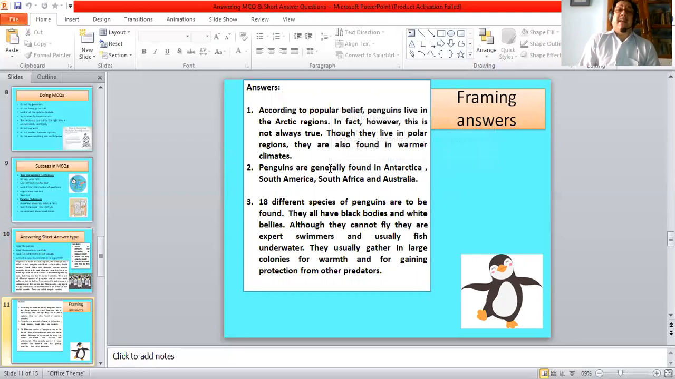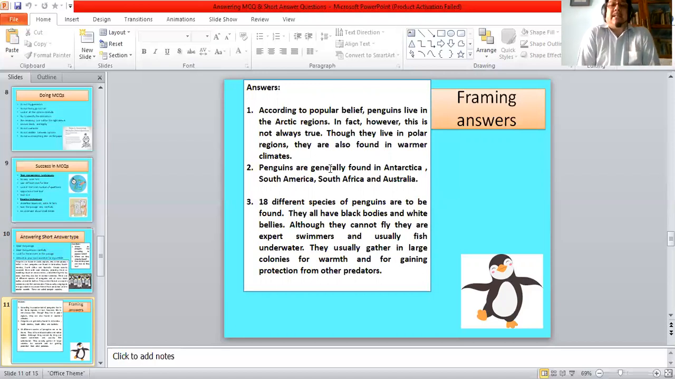Answer number 1. According to popular belief, penguins live in the Arctic region. In fact, however, this is not always true. Though they live in polar regions, they are also found in warmer climates. Warmer climates being South America, South Africa, and Australia. Parts of Australia. Now, the second question. Penguins are generally found in Antarctica, South America, South Africa, and Australia.